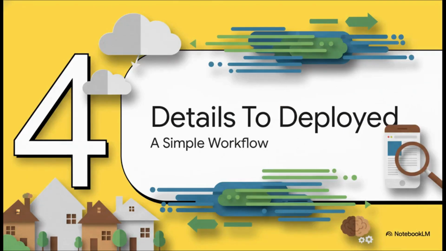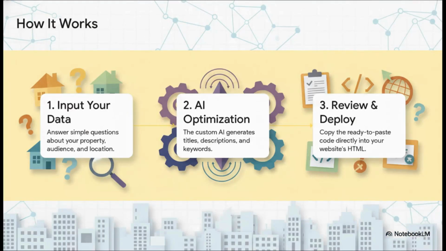Okay, so we get it. It's powerful, it's specific, but is it a huge pain to actually use? Let's walk through the workflow, from just having a few details to getting that code ready to deploy. It's really just a simple three-step dance. First, you just answer a few basic questions about your property. No need to be a prompt engineer. The tool knows exactly what to ask. Second, the AI does all the heavy lifting in the background. And third, you give it a quick look, copy the code, and you're done. Seriously, that's the whole process.